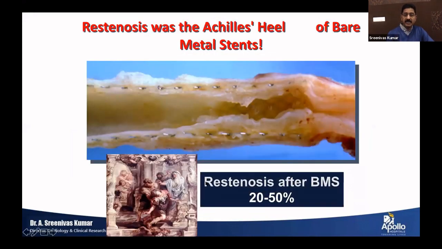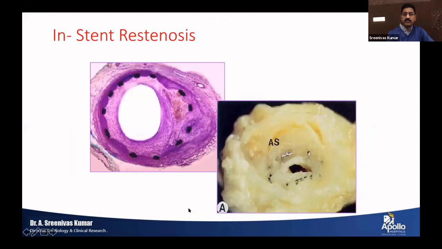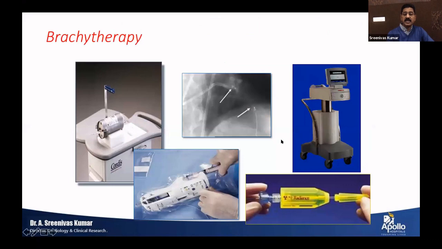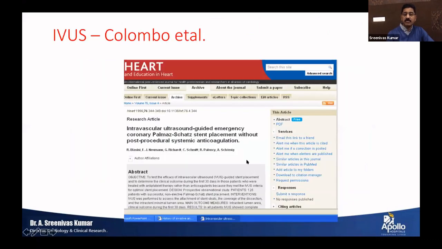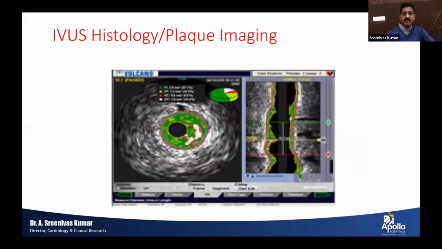But again, with the bare metal stents, we still had restenosis rates up to 20 to 50%. Then this was atherosclerosis, which is happening. Initially, brachytherapies were tried. Colombo et al. said that probably high pressure inflations with IVUS guidance would decrease the restenosis. That also helped. And at that era, antiplatelet drugs also came. The acute thrombosis decreased and the stents started behaving better. So we also had better technologies to image the plaques inside with IVUS.